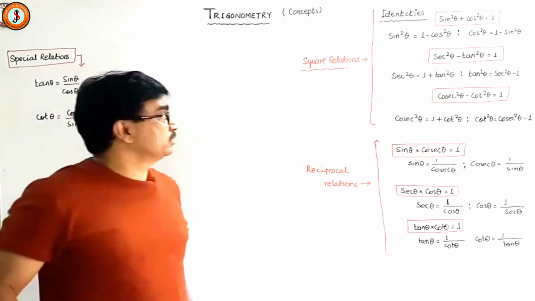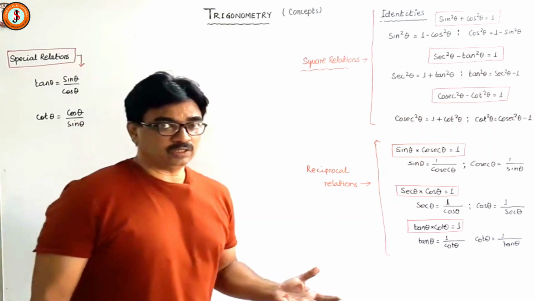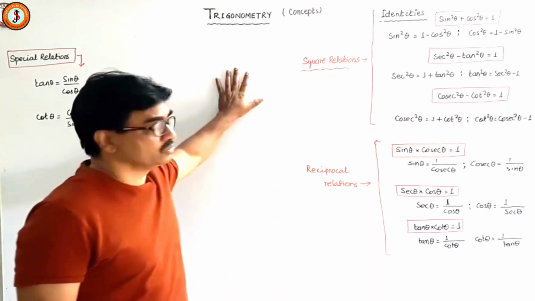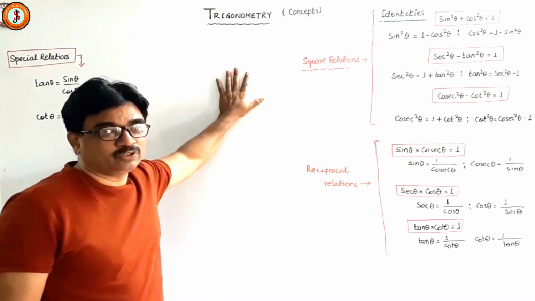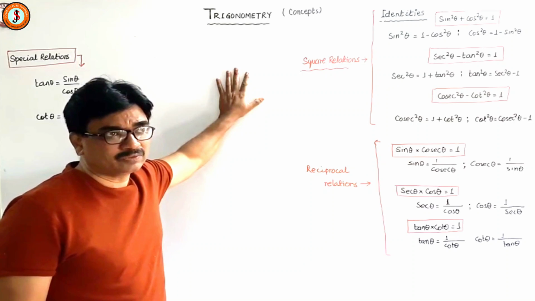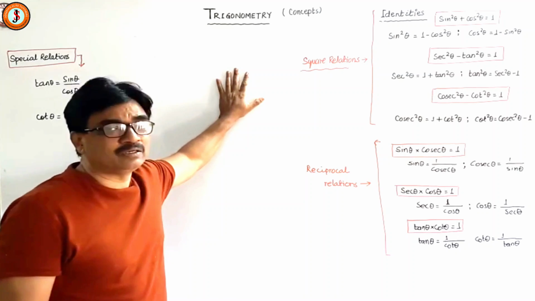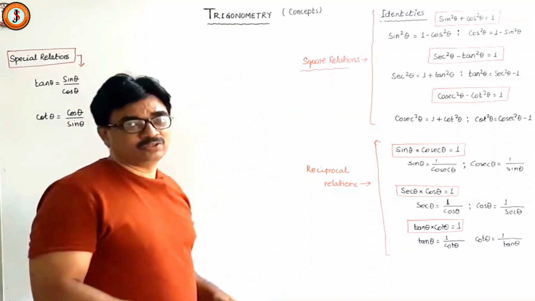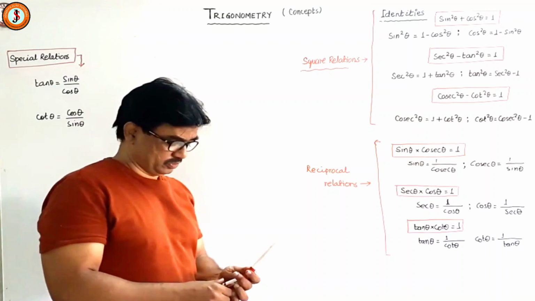Welcome children once again. Now let us see, we studied in our previous two videos about derivation of trigonometrical identities. But there is another question: what are identities? Like, what are trigonometrical identities? Why do we call them identities? Let us try to find out.